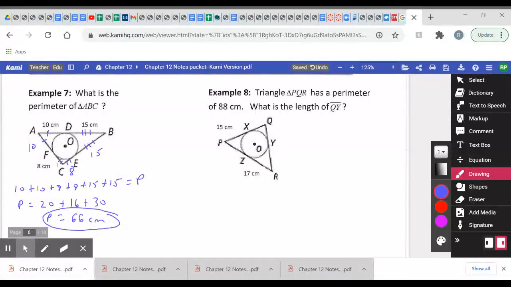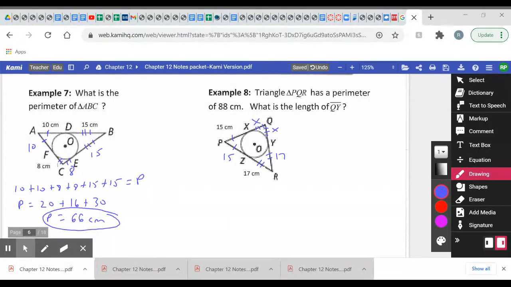And same idea here. This one, though, is giving me the perimeter and wanting me to find the length of QY. So in this particular case, I know that if this piece is 15, this piece is 15. I know that if this piece is 17, this piece is 17. But my problem over here is QY, I don't know. But I do know these two pieces are congruent to each other. So I can call this piece X, and if that's X, that length is X.